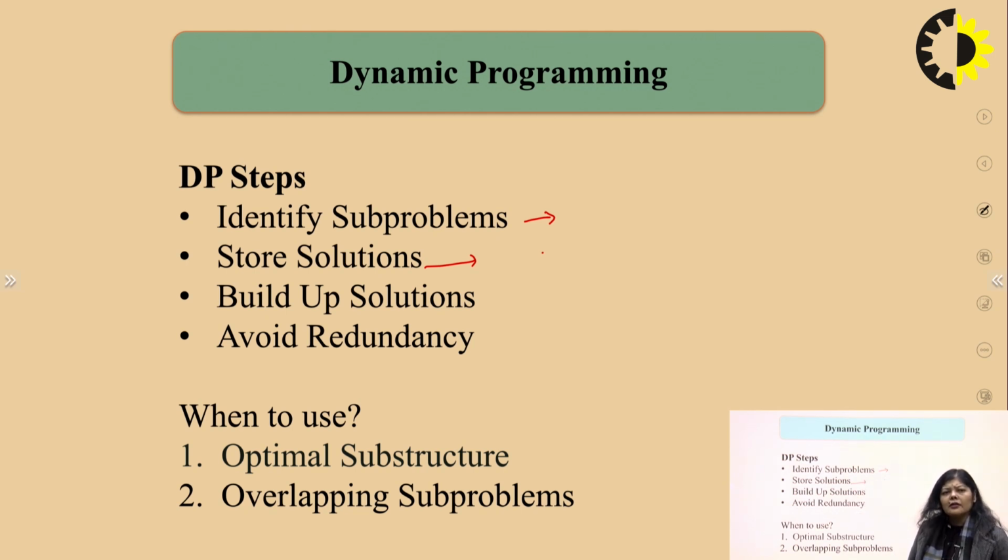So it could be a tabular data structure that we are using in the memory to store up the solutions which we already have found out. And then finally, in the third step, we are building up the solution. So this is the third step where we are building up the solutions in a top down or a bottom up manner by doing the table lookup operations. Finally, we are avoiding the redundancy.